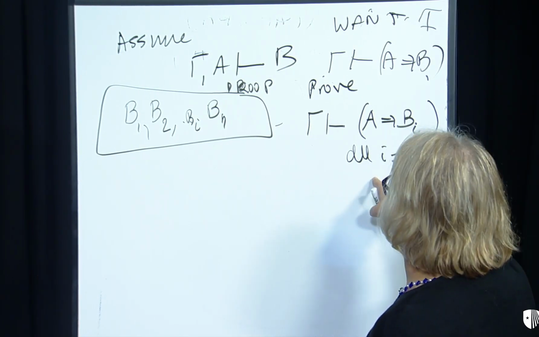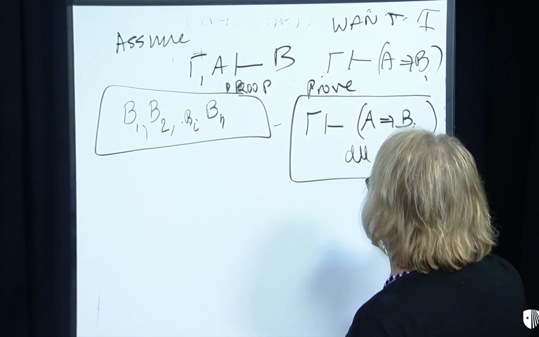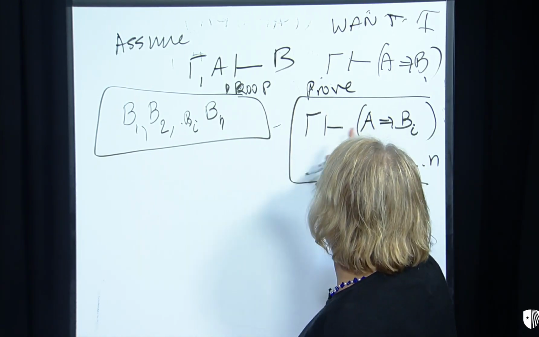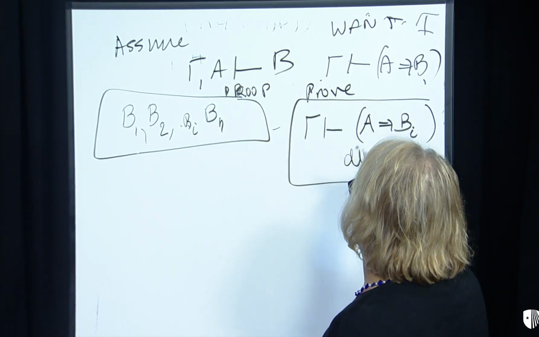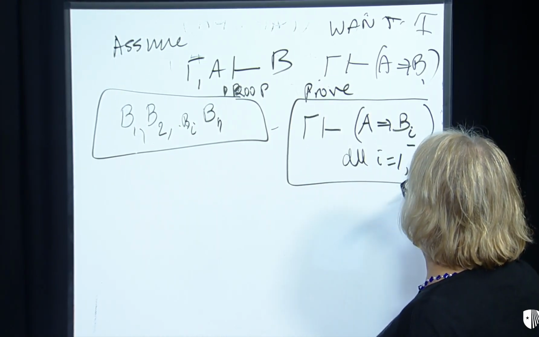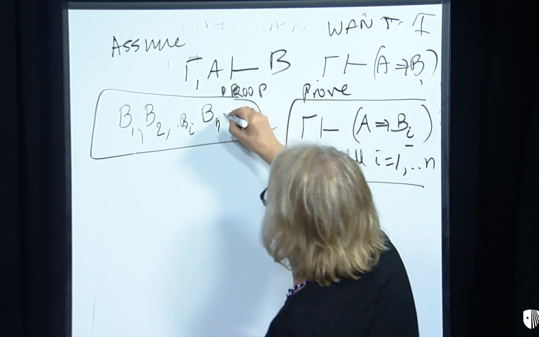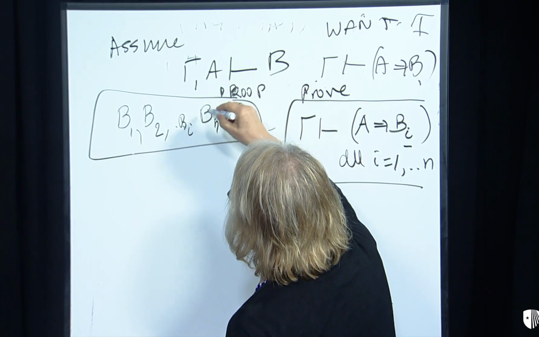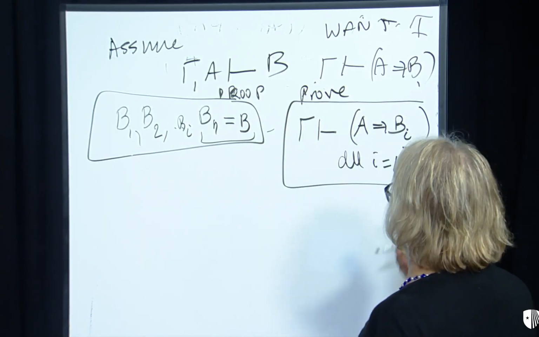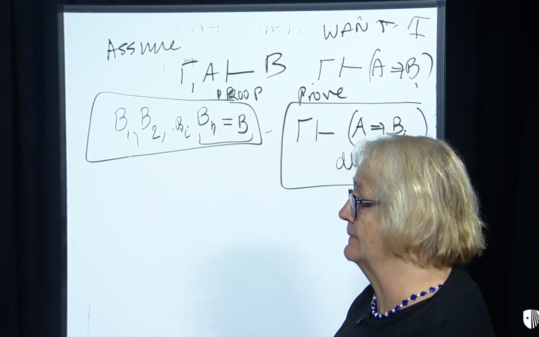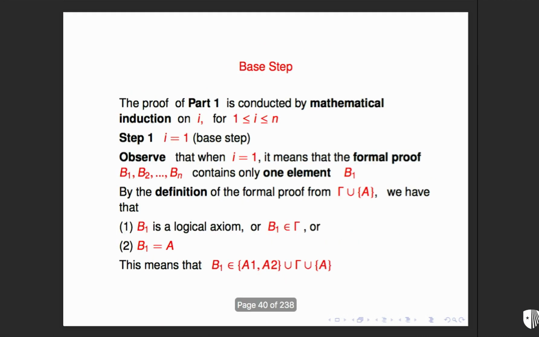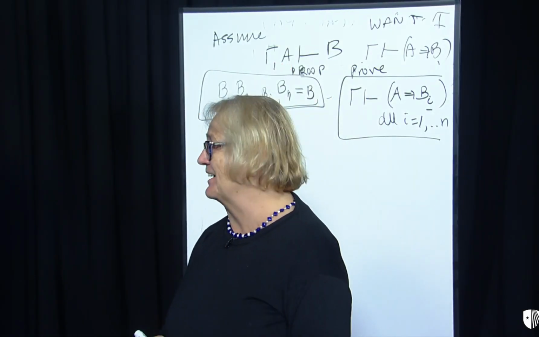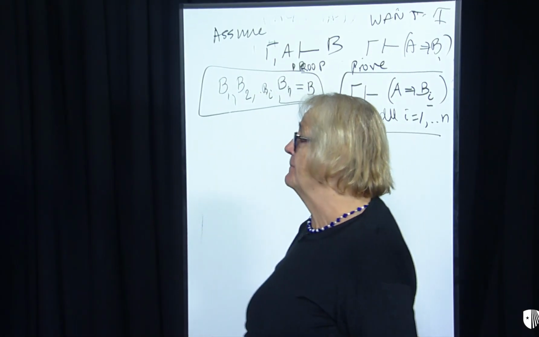And so it's a stronger statement, that gamma would prove A implies B1, A implies B2, etc. In the particular case, the last case would be Bn. You know that Bn is B by the definition of the proof. So at the end, it would prove Bn. We are going to do this by mathematical induction, a nice application of mathematical induction on the length of the proof.